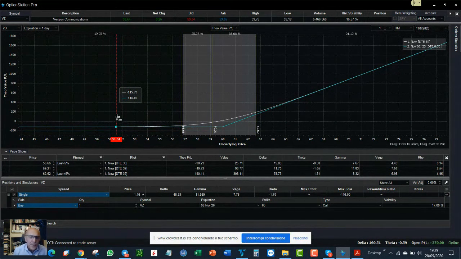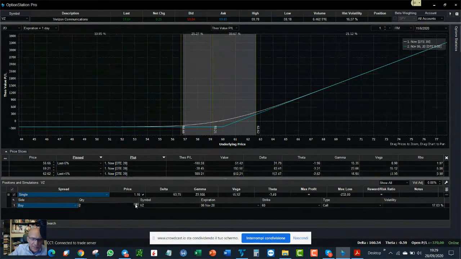Okay, and this is one of the things that I really love about options, having the ability to manage the risk. So if I want to do 2 contracts, I just increase to 2, and as you can see, we're going to have a risk of 232. Okay, so 232 now is my new risk.